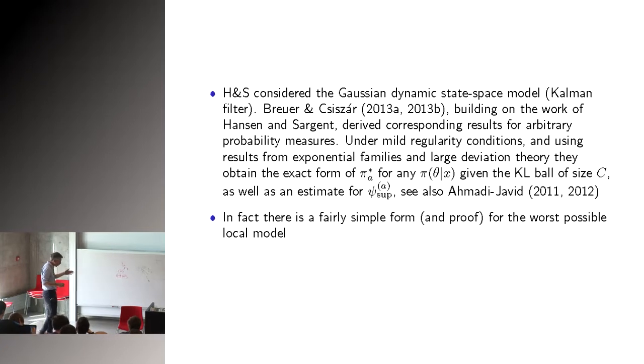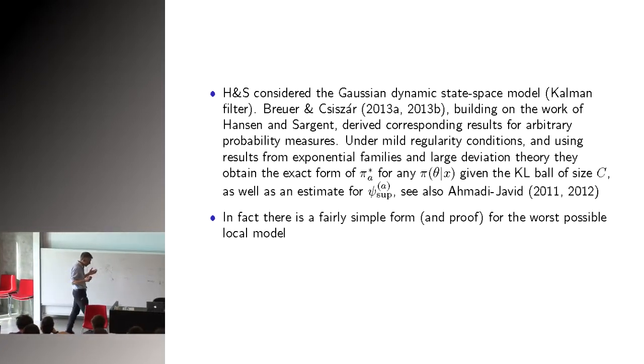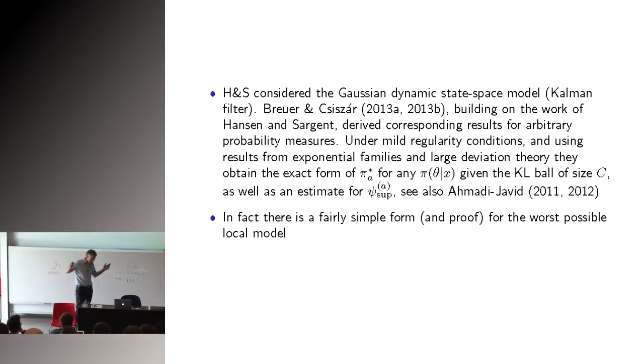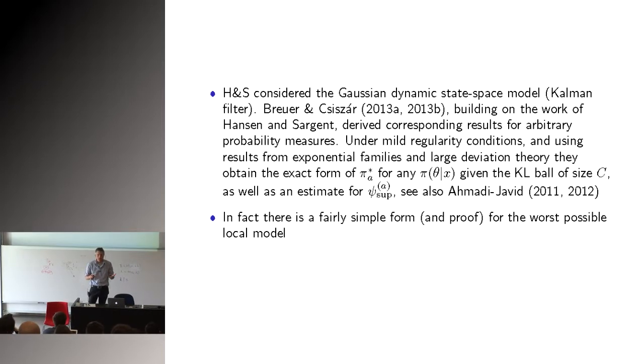So the form of the worst thing that could happen when the noise is Gaussian and you have a linear dynamic state space model was worked out by Whittle, and subsequently by a lot of work by Hansen and Sargent and others referenced in their book.